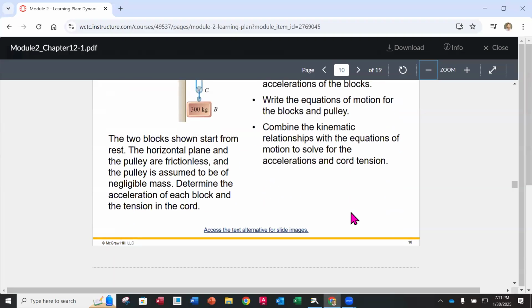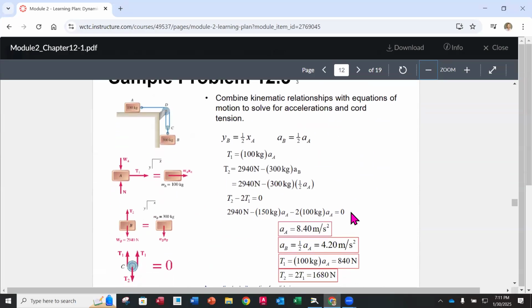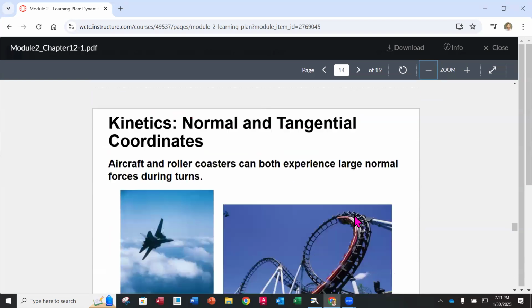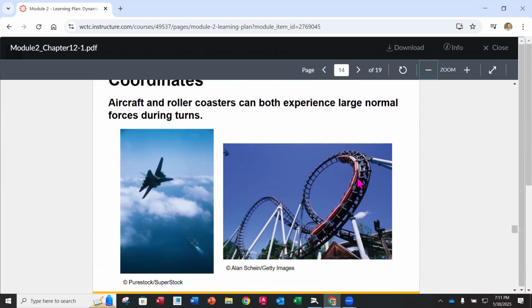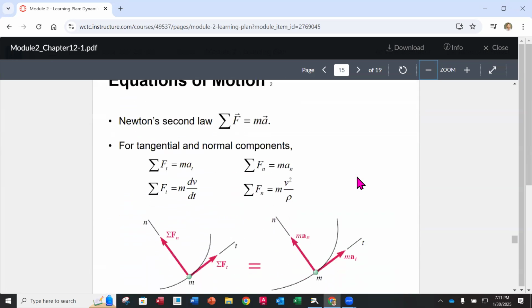Okay, so let's go back to our PowerPoint. And we already did this problem. So now we're going to be looking at items that are rotating about a fixed center. And as we know, the acceleration then is going to have two components. It's going to have a normal and a tangential component. And we saw this in chapter 11 or in module 1. But when we look in terms of Newton's second law, we can say that the summation of the forces is going to be equal to mass times acceleration.